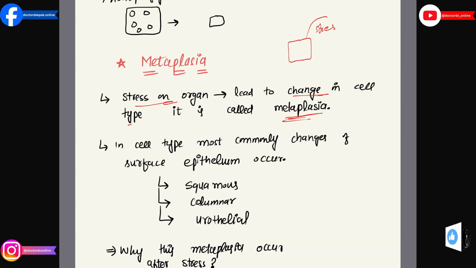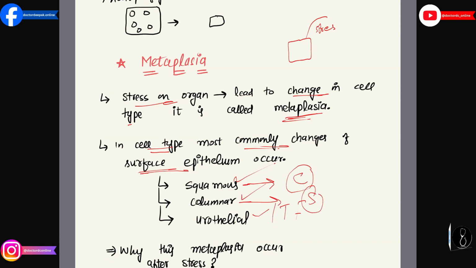So if they ask you, when the cell is going to change its cell type, what is the most common epithelium which can be involved? The most commonly changed epithelium is surface epithelium. We know that we have different kinds of epithelium: squamous epithelium, columnar epithelium, urothelial or transitional epithelium. If squamous epithelium changes into columnar, it is a metaplasia. If columnar changes into squamous, it is a metaplasia. And if urothelial or transitional changes into another epithelium, it is again metaplasia.